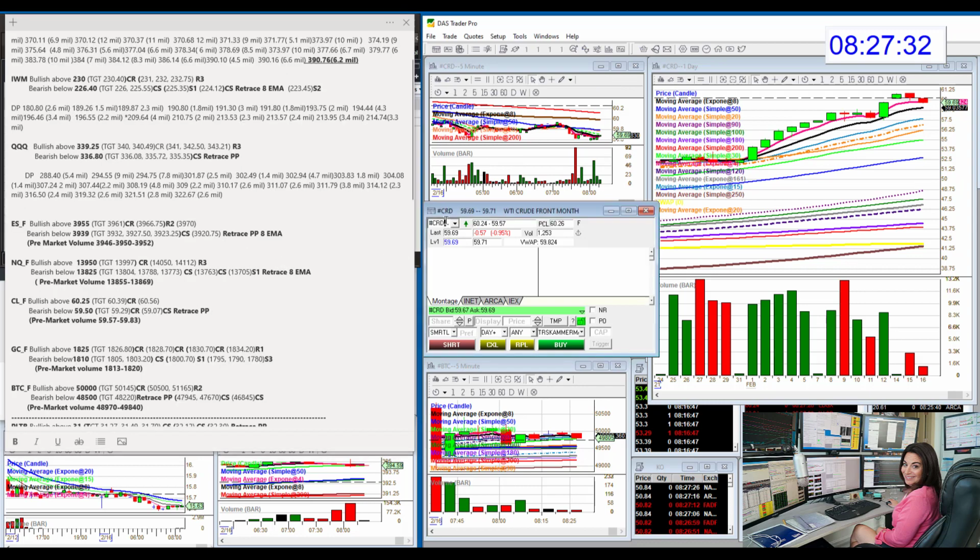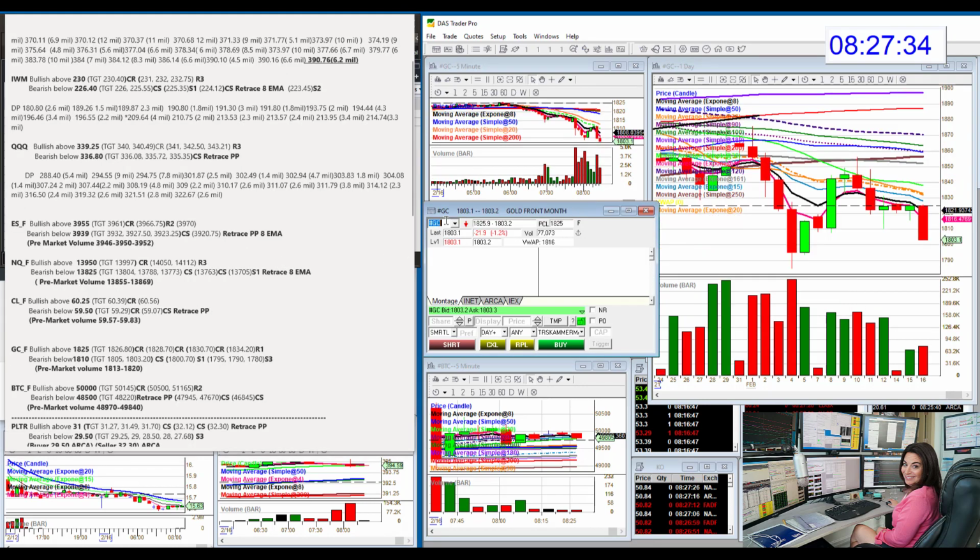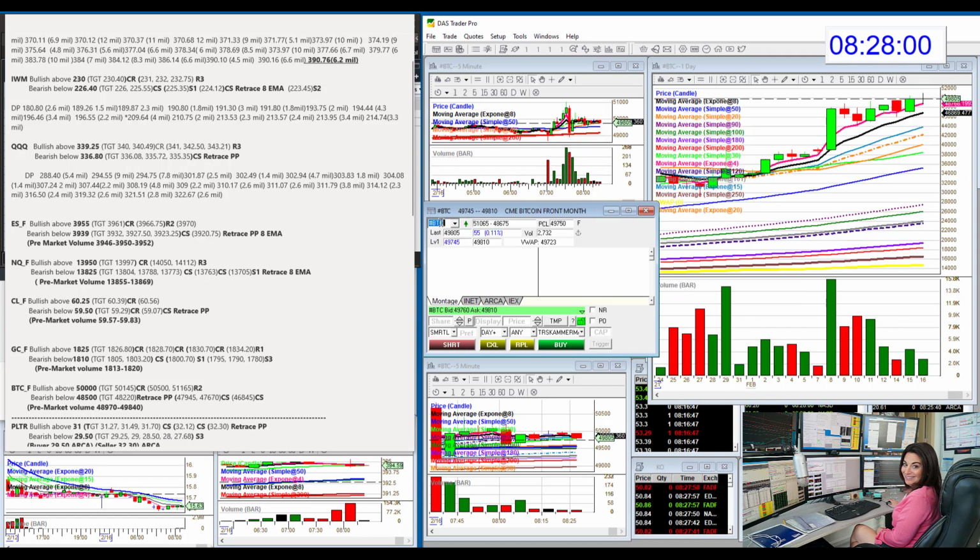Let's head on over to the gold futures, which are hitting targets on the downside. Right now we just hit 1803.20. So watch 1802.50 for our next level to enter here. Bullish above 1825. Let's go to Bitcoin because that is where the action is at.